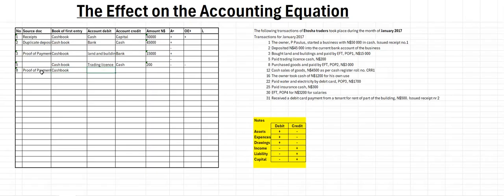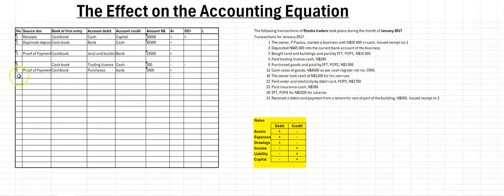We have purchased goods. So something will increase and something will decrease. Our goods would increase, so our current assets will increase. So we can say purchases increases and our bank decreases with $3,000. And here our assets increase and our assets decrease. Okay, then we have our next one, which says it's our cash sale of goods.